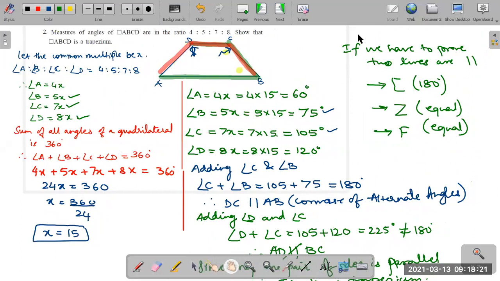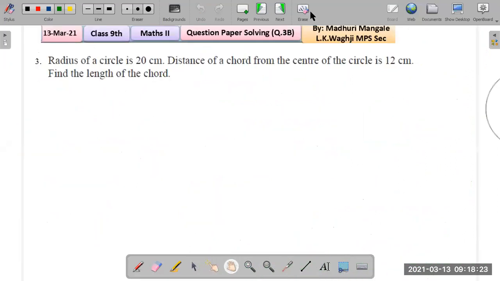Let us look at the next question. This question is from the chapter Circles. The radius of a circle is 20 centimeters. The distance of a chord from the center of the circle is 12 centimeters. And we are asked to find the length of the chord.